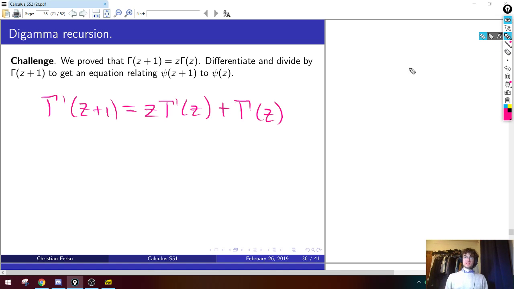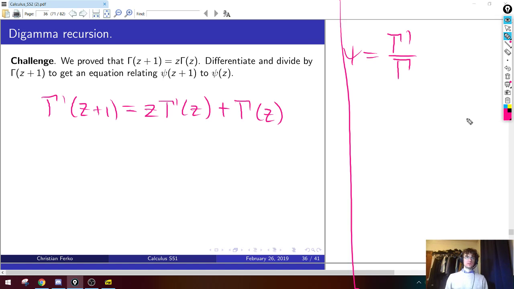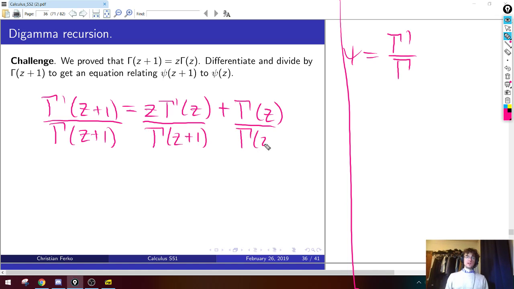Okay, so we want to express this in terms of digamma. So digamma is gamma prime over gamma. So how can we divide this and get some expression in terms of digamma? Let's divide each side by gamma of z plus 1. Good, okay. We'll have to do some massaging now, because on the right side, these things are not quite the ratio that we want, but we already have an equation telling us gamma of z plus 1 is something else, right? So on the left side, this is digamma.